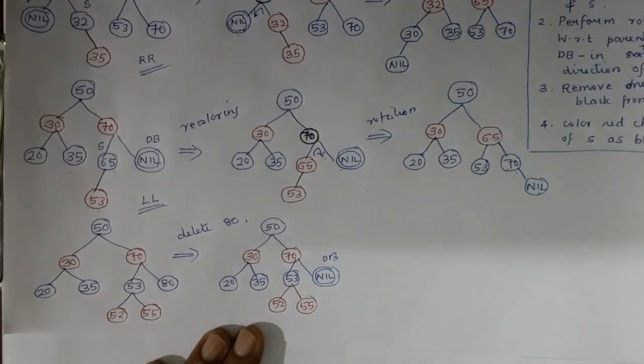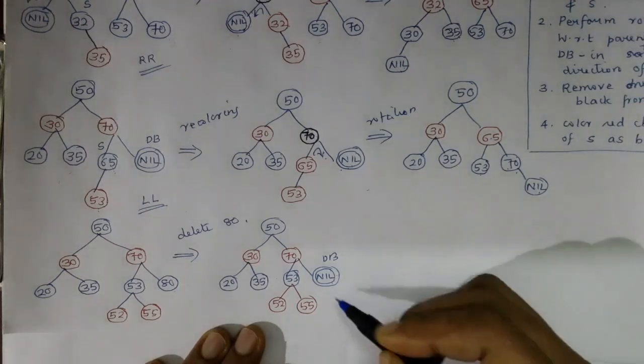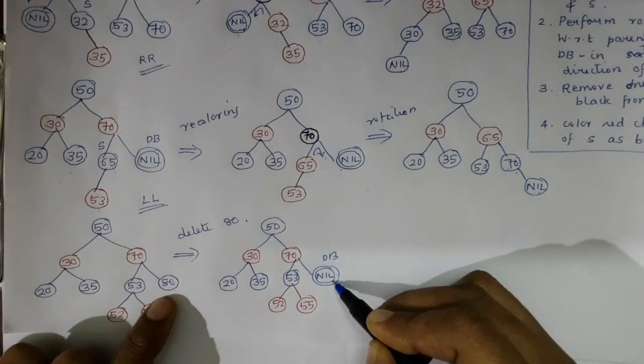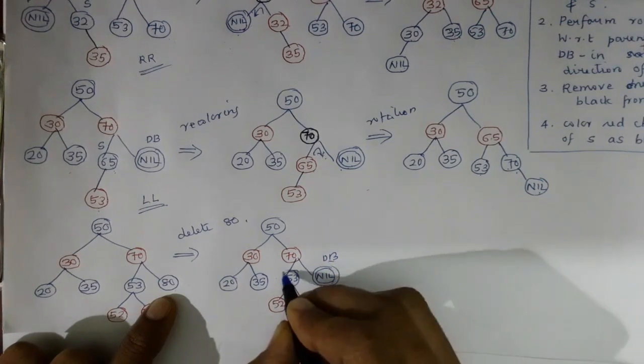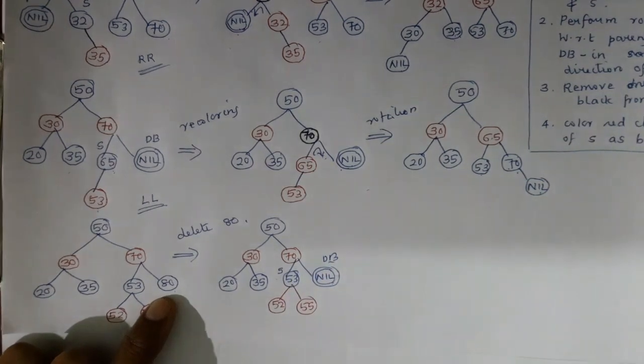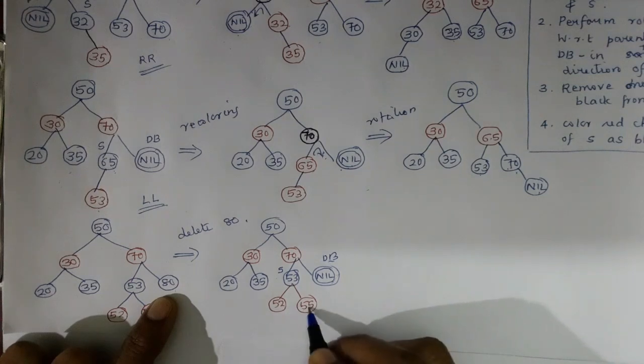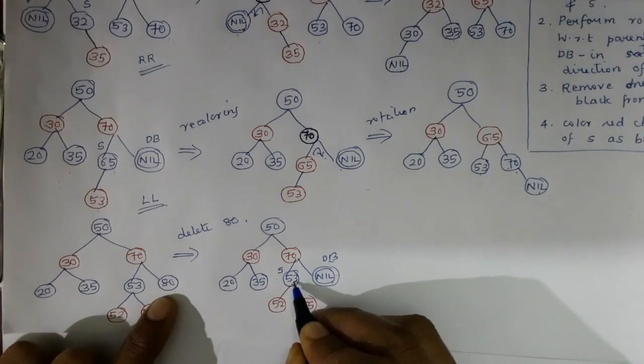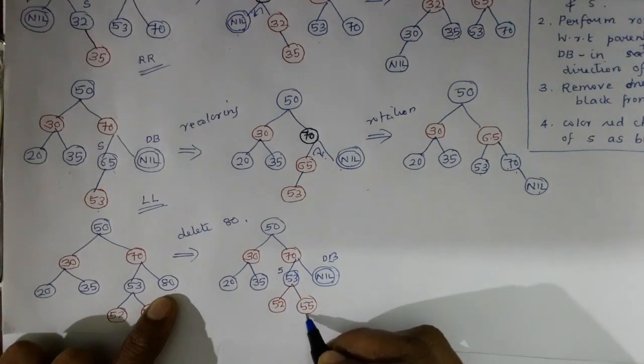So after deleting node 80, our tree is like this. That means 80 is replaced by the nil node and it is double black. So this is the double black node. Its sibling S is 53 and both its children are red. So that is the condition: double black, sibling S is black and both its children are red.